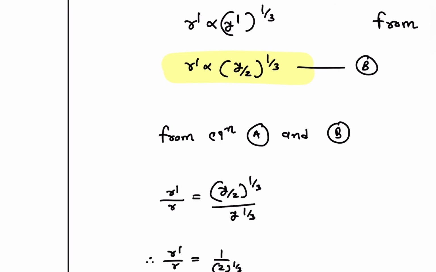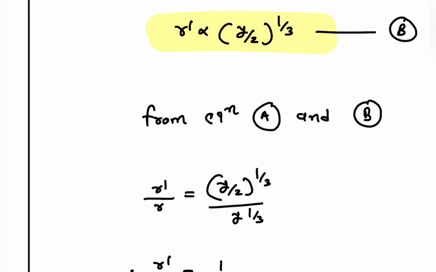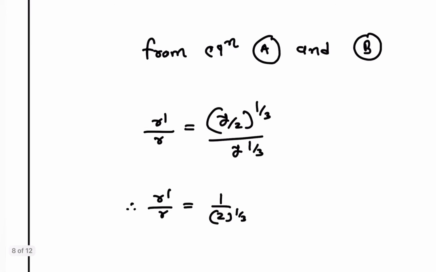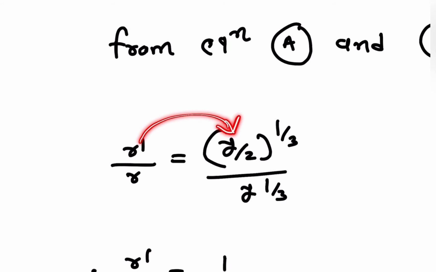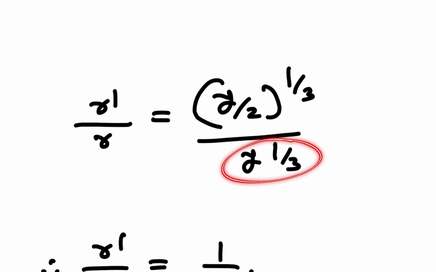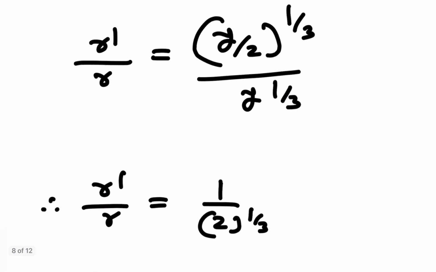From equation number A and B, dividing equation B by A, that is r dash divided by r, r dash is proportional to y by 2 to the power 1/3, and r is proportional to y to the power 1/3. So r dash over r is equal to y by 2 whole to the power 1/3, divided by y to the power 1/3.